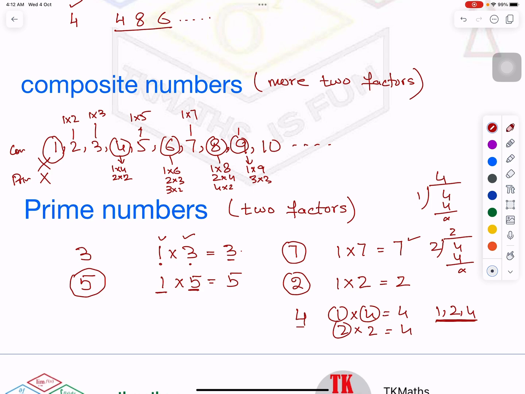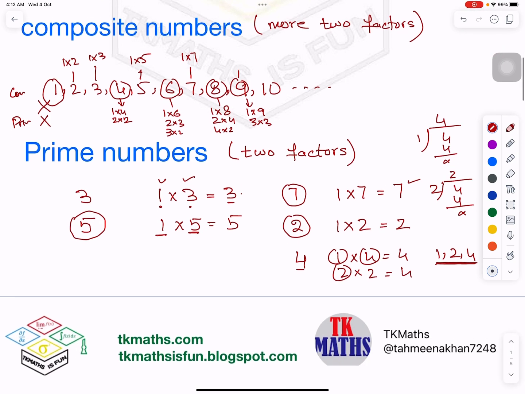So I hope you understand this video and the meaning of what is a prime number and what is a composite number. Right? Factors, multiples, prime number, composite number. You understood all this. Now we will connect it with HCF and LCM.